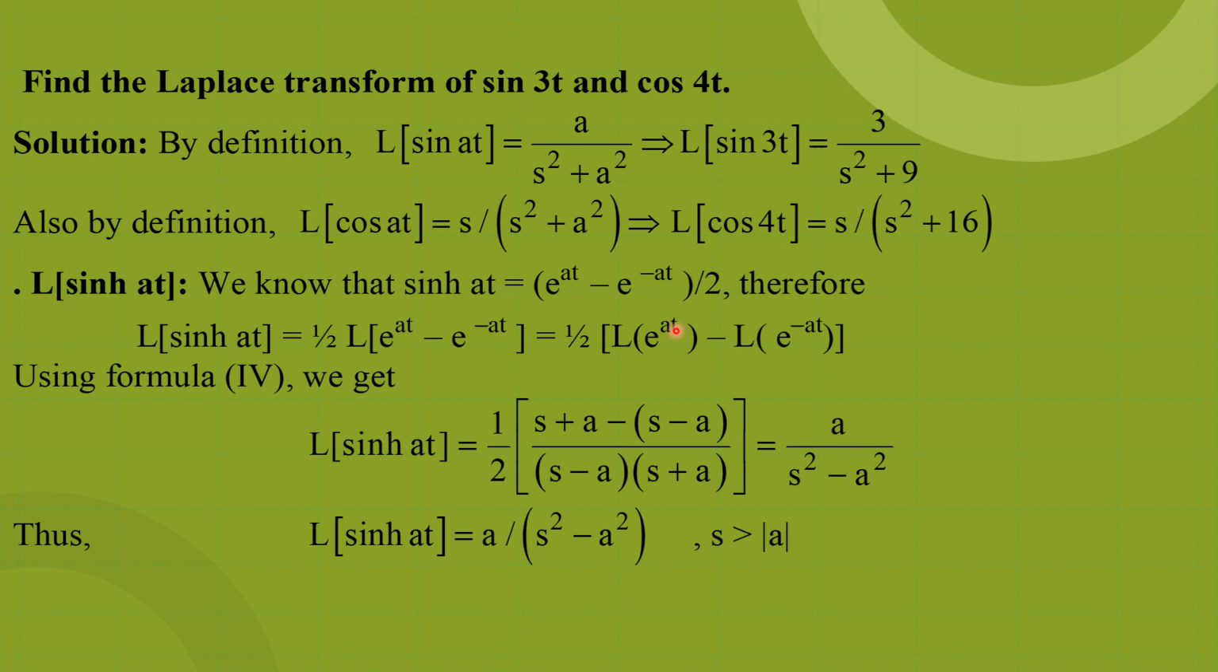Laplace of e power at is equal to 1 over s minus a, and Laplace of e power minus at is equal to 1 over s plus a. By taking the LCM you will have s plus a minus s minus a over the LCM. So plus s minus s will be cancelled, plus a, 2a, and 2 will cancel with this, s minus a times s plus a is equal to s square minus a square. By using the formula a plus b times a minus b equal to a square minus b square. So Laplace of sine hyperbolic at is equal to a over s square minus a square. So it is itself a formula, and next in our problems we will use this formula.